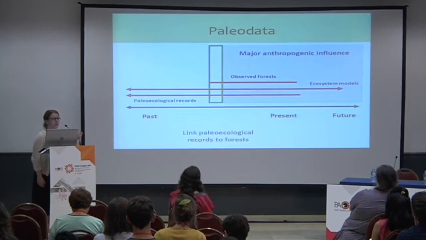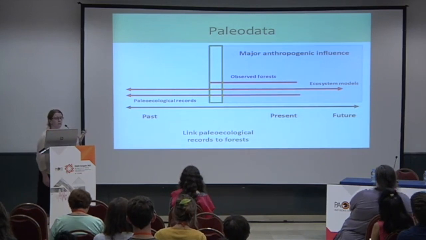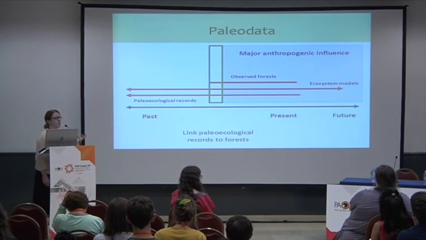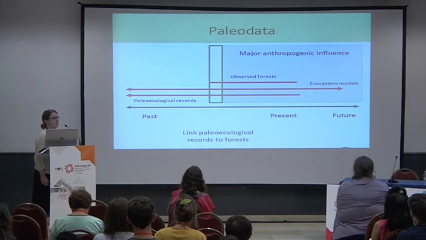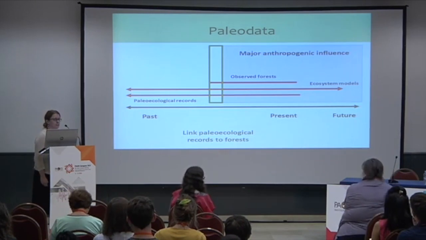And so what we can do is, for some parts of the US, we have this cool land survey data, public land survey data. So prior to Euro-American settlement, surveyors went out on the landscape and mapped forest composition on a grid. It wasn't meant to be an ecological data set, but it provides us now with a snapshot of forest composition in time.